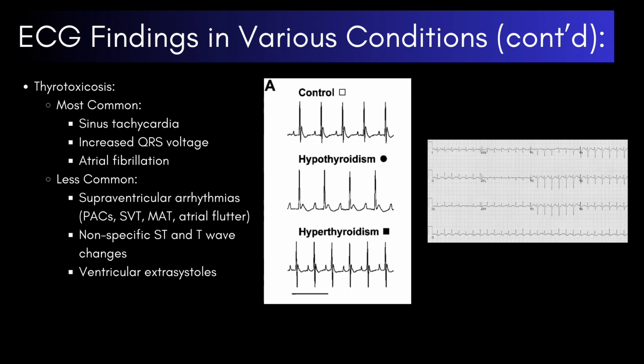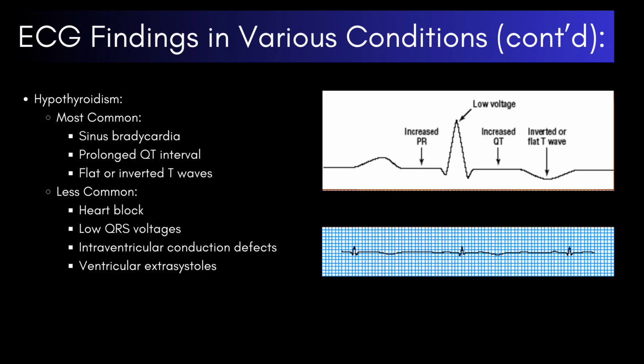Thyrotoxicosis, most common: sinus tachycardia, increased QRS voltage. Atrial fibrillation, less common. Supraventricular arrhythmias: PACs, SVT, MAT, atrial flutter. Nonspecific ST and T wave changes, ventricular extrasystoles. Hypothyroidism, most common: sinus bradycardia, prolonged QT interval, flat or inverted T waves. Less common: heart block, low QRS voltages, intraventricular conduction defects, ventricular extrasystoles.